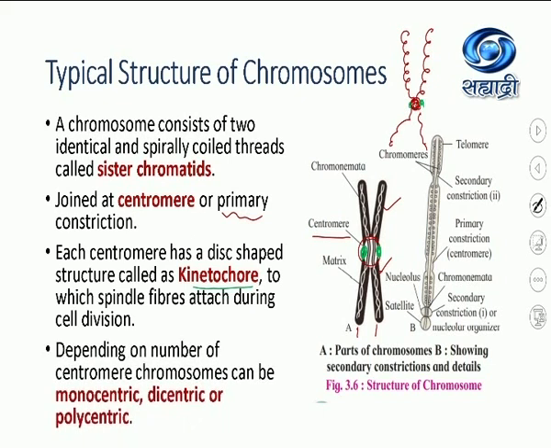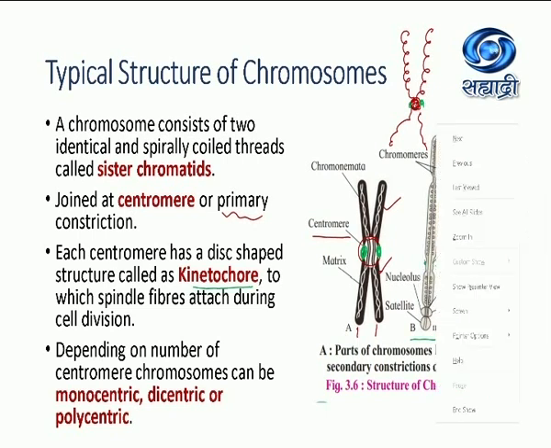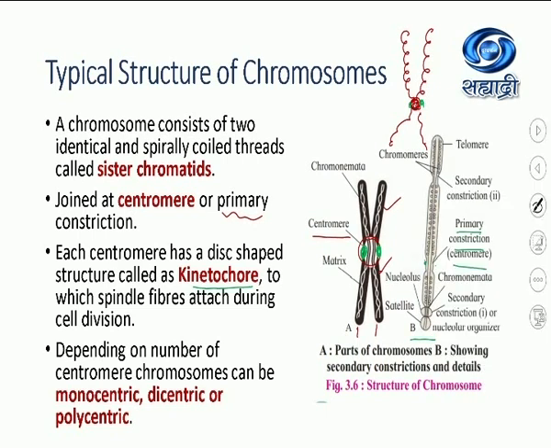Depending on the number of centromeres, chromosomes can be monocentric, dicentric or polycentric. If you look at the second picture, you will see there is one primary constriction, which is centromere 1, which will have this kinetochore, and where the sister chromatids are attached. You can see there is one more secondary constriction at the bottom and one more secondary constriction. So there are more constrictions. When there is a single centromere, it is monocentric, two centromeres dicentric, many centromeres polycentric. So I hope you understood.